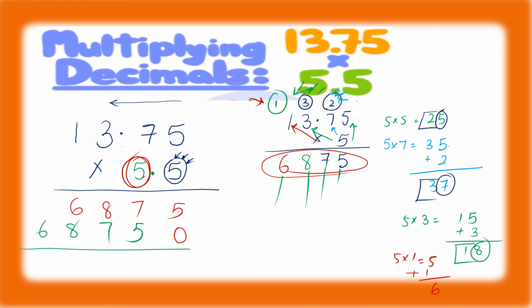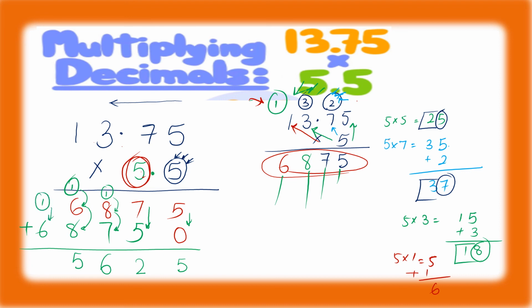Okay, 5 plus 0, 5, 7 plus 5, 12. So write the 2 down and 1 up. 1 plus 8, 9, 9 plus 7, 16. So in 16 we write the 6 down and write the 1 up. Now add 1 plus 6, 7, 7 plus 8, 15. So 5 down and 1 up. Then 1 plus 6, you will have 7.